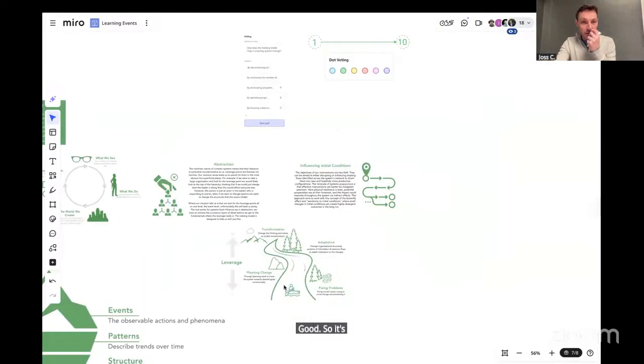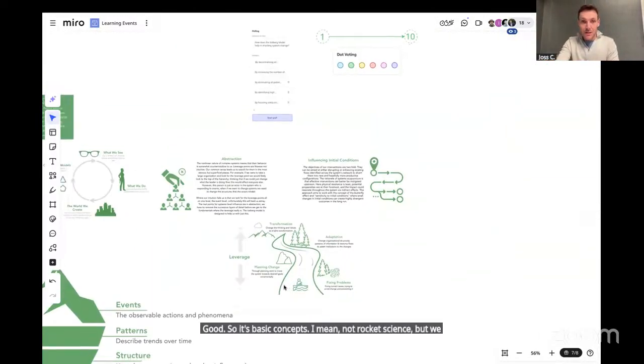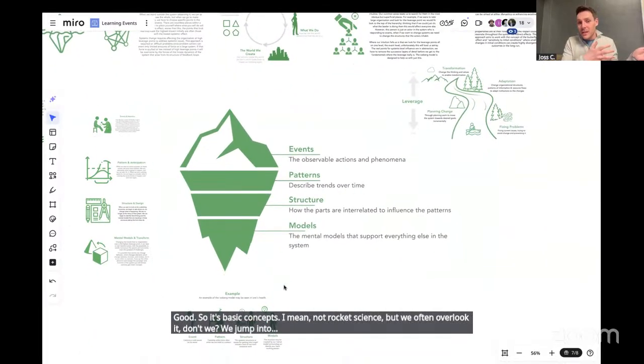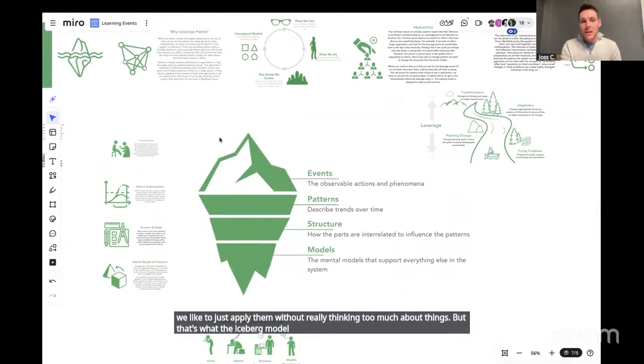So it's a basic concept. I mean, not rocket science, but we often overlook it, don't we? We often have solutions, right? Tools, and we like to just apply them without really thinking too much about things. But that's what the iceberg model is all about, is really saying that there are 4 levels here. And it's the analogy of the tip of the iceberg.